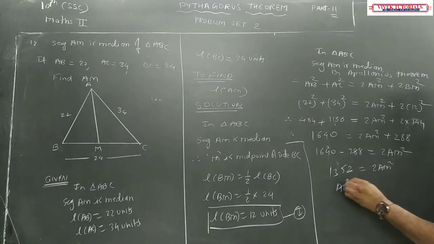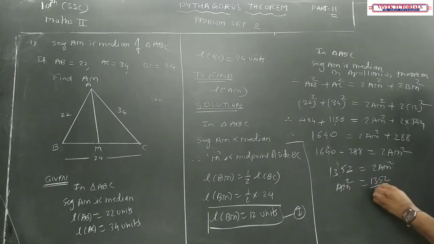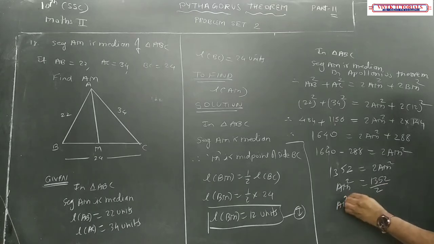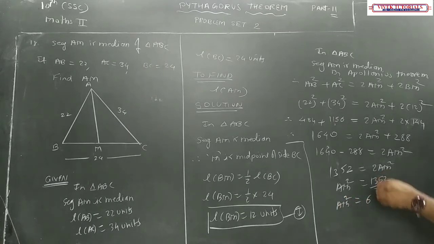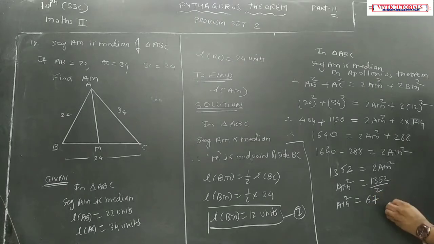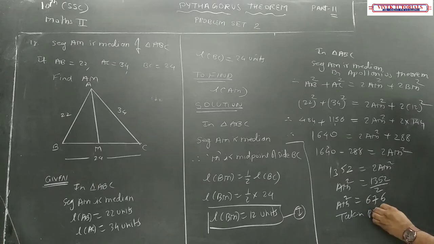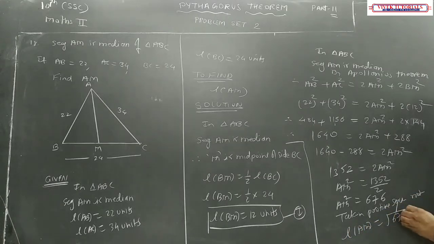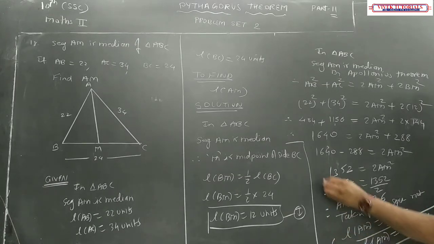So AM square is equal to 1352 upon 2. AM square is equal to 676. Taking positive square root, length AM is equal to, I'll get 676. So length AM is equal to 26 units. This is the final answer for AM.